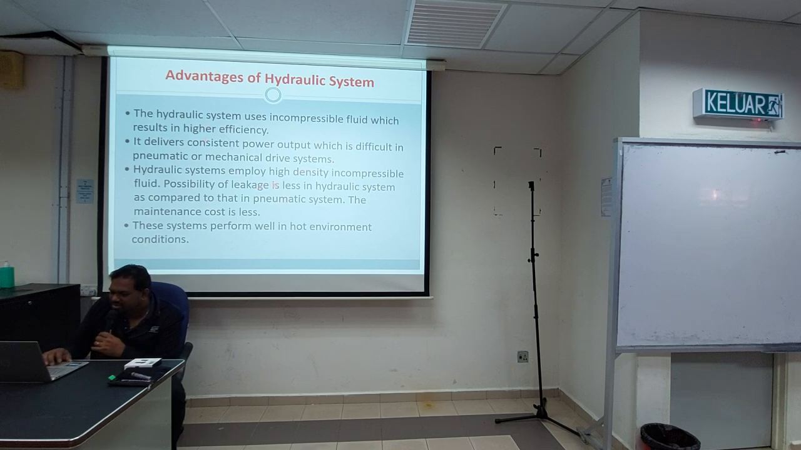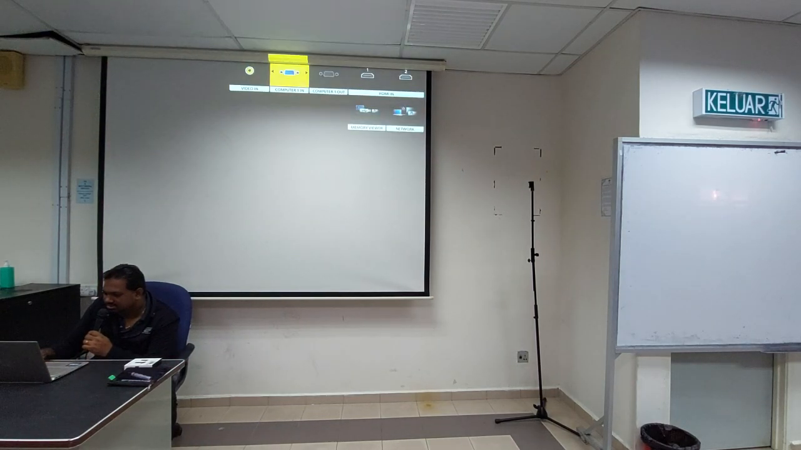Okay, so possible leakage is less in the hydraulic system compared to pneumatic system. So pneumatic system tiba-tiba ada bocor, so udara akan keluar. So hydraulic ni kalau dia ada lubang baru dia akan keluar. Kalau lubang kecil, because of the oil akan pergi tutup lubang tu. Unless you have some pressure for the hydraulic oil to leak out lah. Dia susah. Okay, tapi pneumatic is easier.